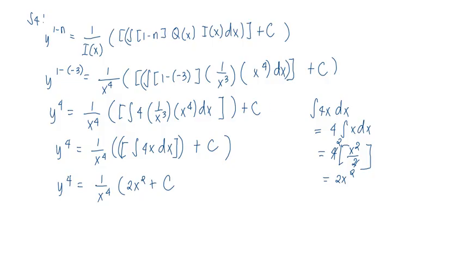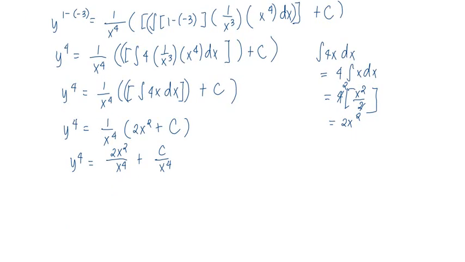And then y raised to 4 is equal to, not forgetting to distribute, 2x squared over x raised to 4 plus c over x raised to 4. And then we can still simplify this. We would have y raised to 4 is equal to 2 over x squared plus c over x raised to 4. Or we could just have x raised to 4 as a denominator, but this is okay already. So this is the solution for the differential equation given in number 4.